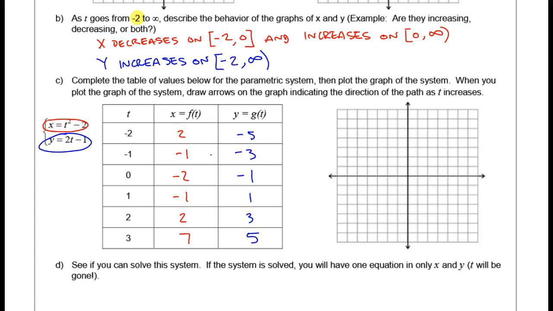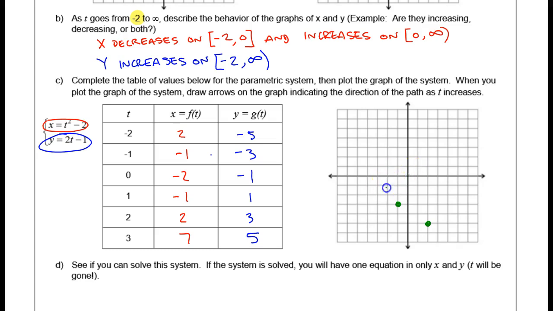All right, so there's our table of values for x as a function of t and y as a function of t. Now let's plot each of these as an ordered pair. So I have first the point (2, -5). Then I have the point (-1, -3).